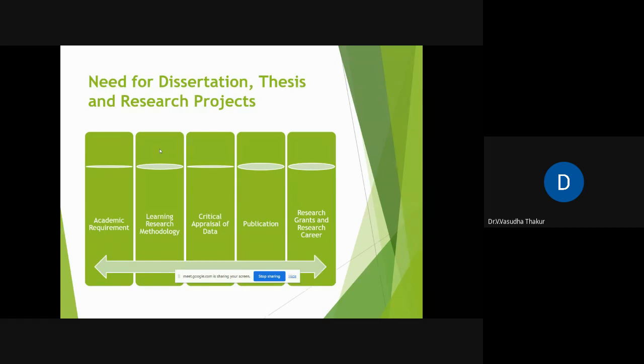The need, if you look at it, for making the so-called dissertation and thesis is that sometimes for undergrads and postgrads, it's a requirement which one has to fulfill, without which the degrees will be held. Then secondly, learning methodology. Certain times it is about the critical appraisal of data.